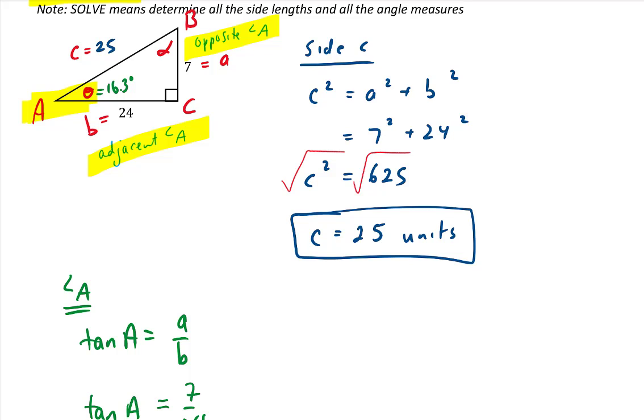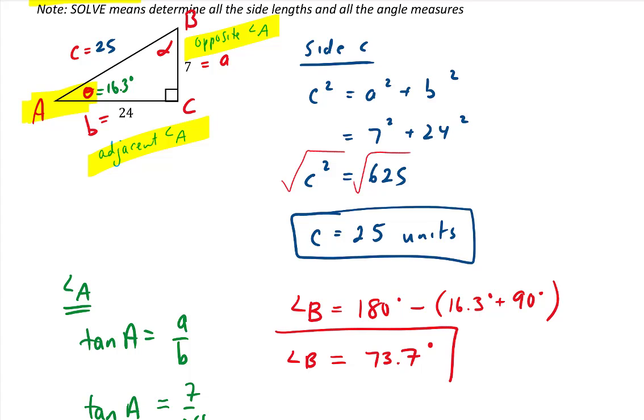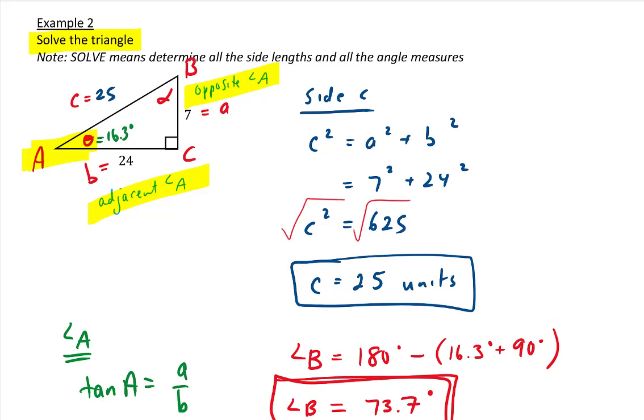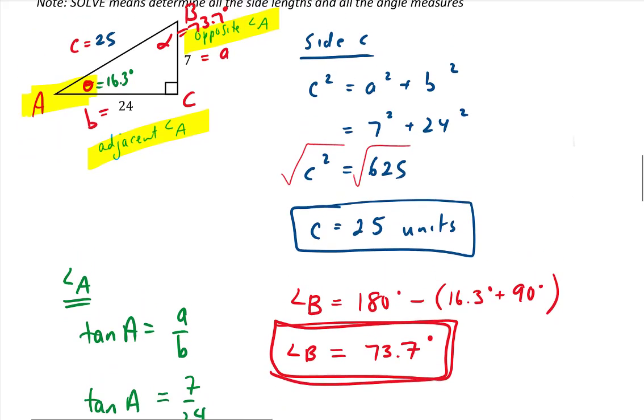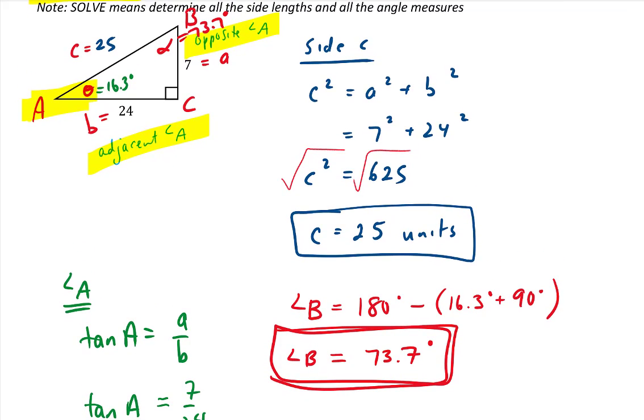So there's two ways we can find angle B. For angle B, we can use the 180 rule. In a triangle, all the angles add up to 180. So we did 180 minus the 16.3 degrees plus the 90 degrees we already know. We can show that angle B is equal to approximately 73.7 degrees. So here we get 73.7 degrees.